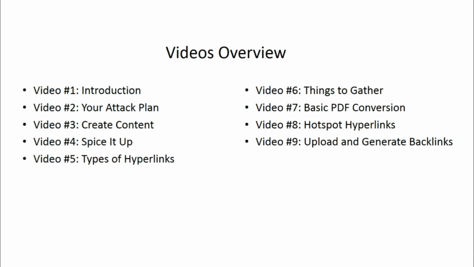Video number 3 is to create content. Video number 4 is spicing it up, and video number 5 is types of hyperlinks. Number 6, we're going to talk about things you'll need to gather in order to get started. Number 7, we'll talk about basic PDF conversion. And video number 8, we'll talk about hotspot hyperlinks. In other words, how can you hyperlink images such as infographics and specific elements within an image. And video number 9, how you can upload and generate the backlinks to boost your search engine ranking.